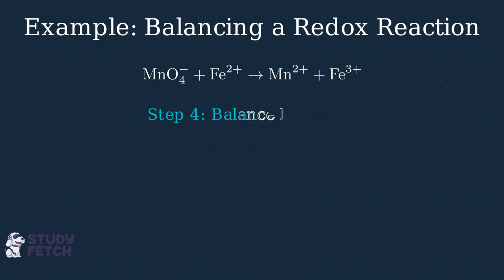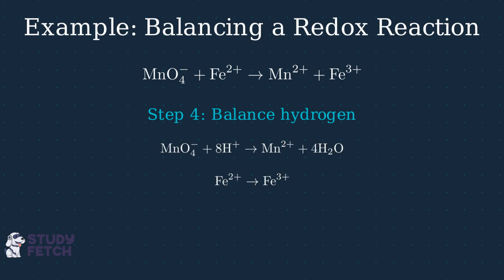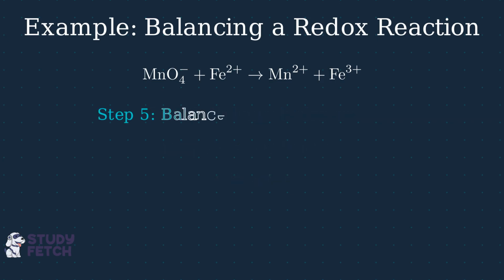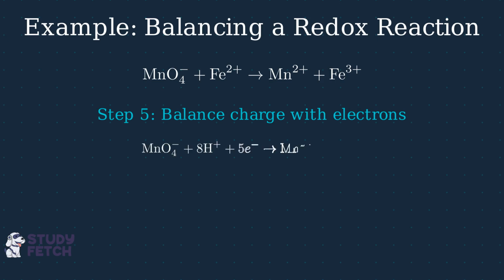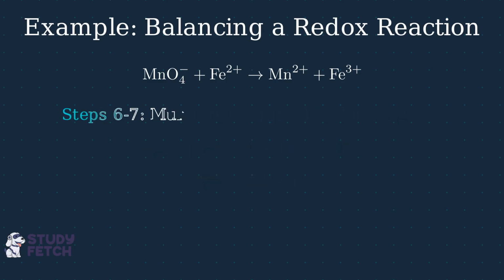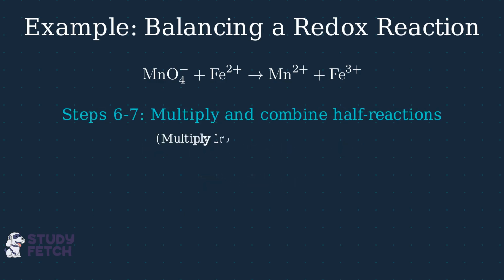Now we balance hydrogen by adding hydrogen ions to the left side of the permanganate half reaction. To balance charge, we add 5 electrons to the permanganate half reaction and 1 electron to the right side of the iron half reaction. Since we need 5 electrons for the reduction half reaction and 1 electron for the oxidation half reaction, we multiply the iron half reaction by 5.